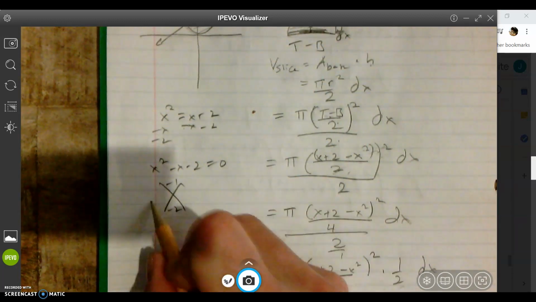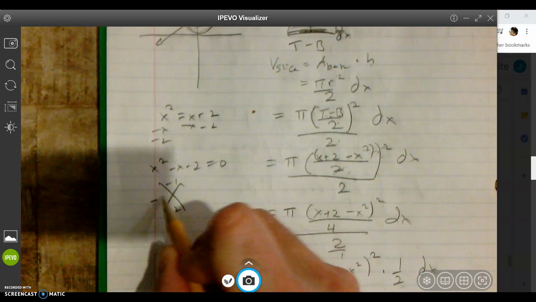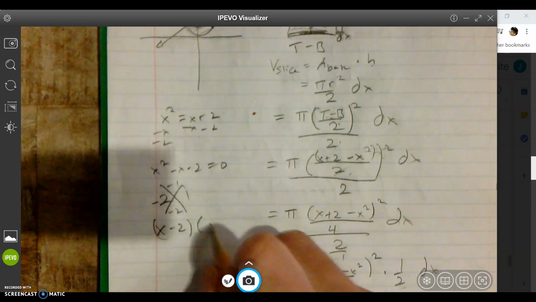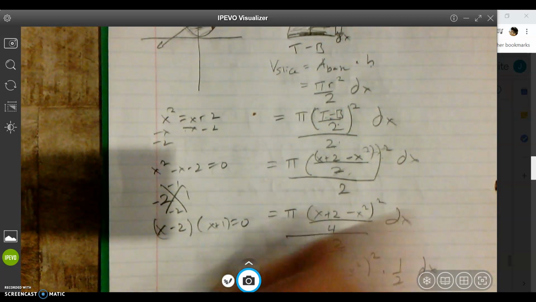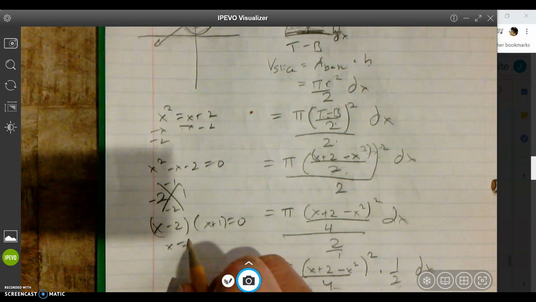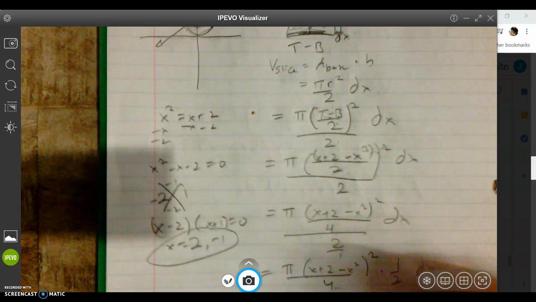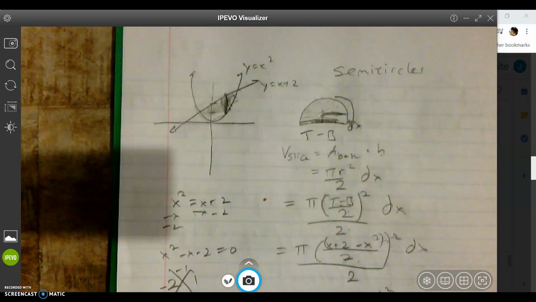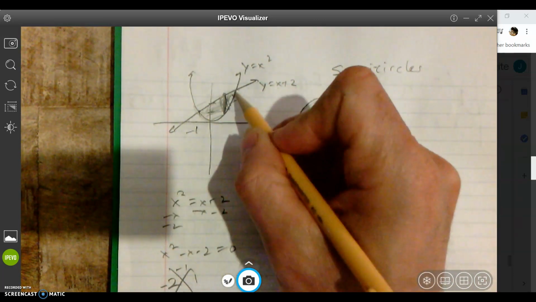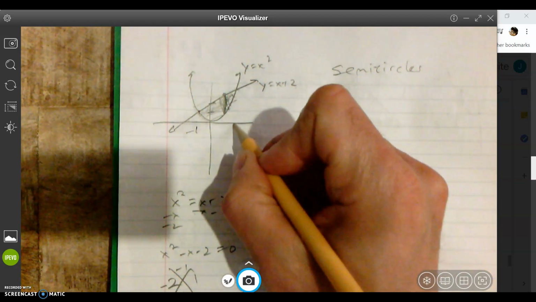Yeah, you can. So what multiplies to negative 2 and adds to negative 1? Negative 2 and 1. x minus 2 times x plus 1 equals 0. So my zeros would be x equals 2 and negative 1. Bam. So up here on my picture, I'm going to add to it. This intersection point is at x equals negative 1, and this intersection point is at 2.